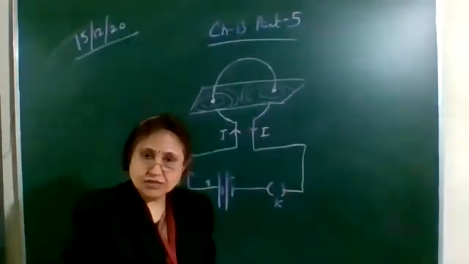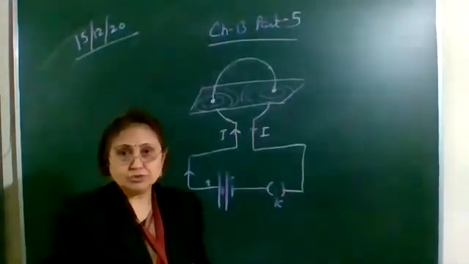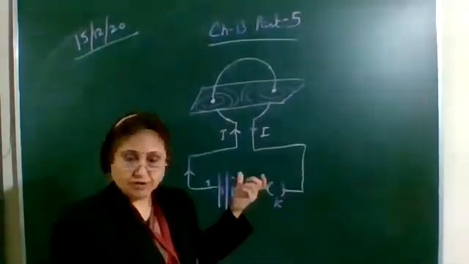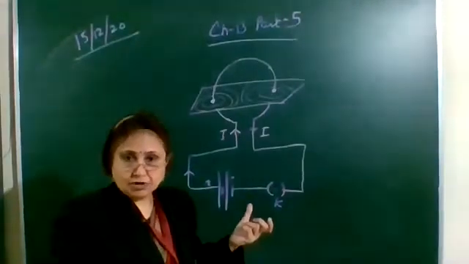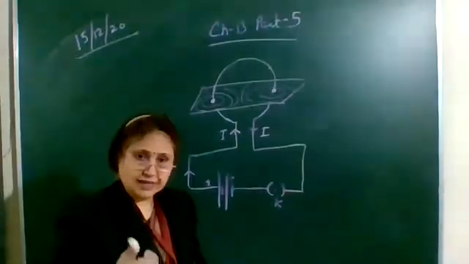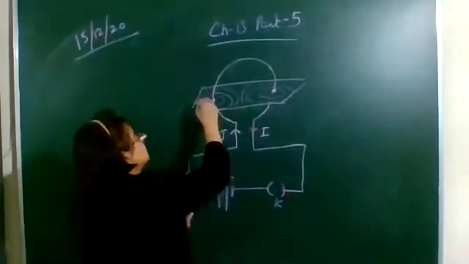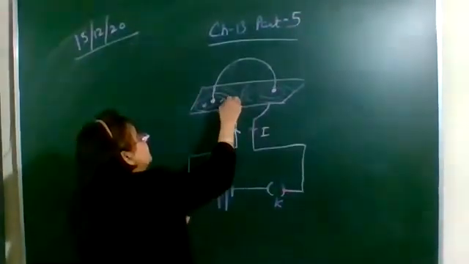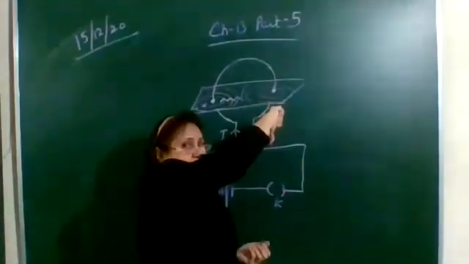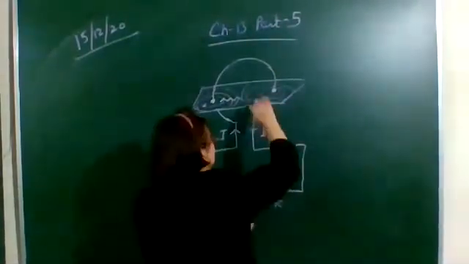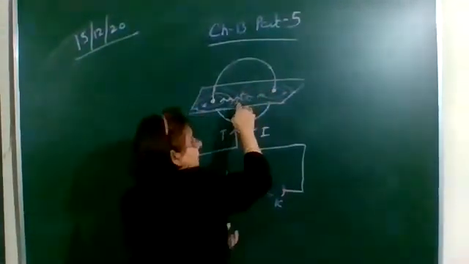What are these circular lines? These are the magnetic field lines due to this current carrying loop. Then the arrows on these magnetic field lines you can draw by using the right hand thumb rule. At this point the current is in the upward direction, so this is the direction of the magnetic field lines. At this point the current is in the downward direction, so here you can draw the arrow on the magnetic field lines.